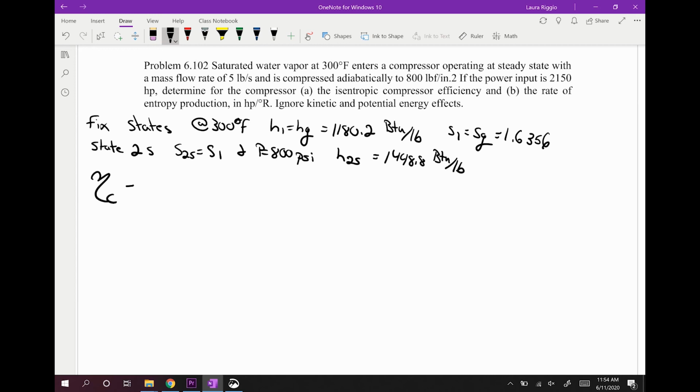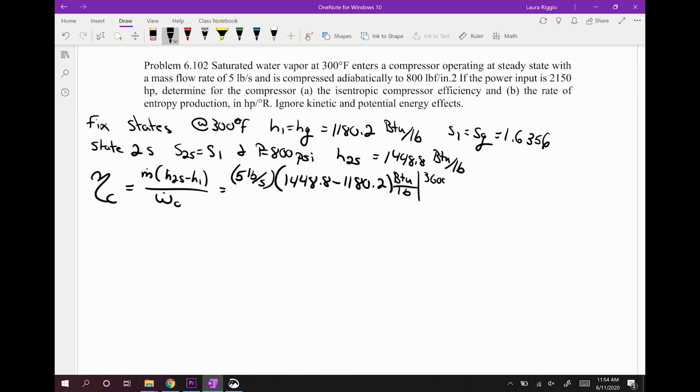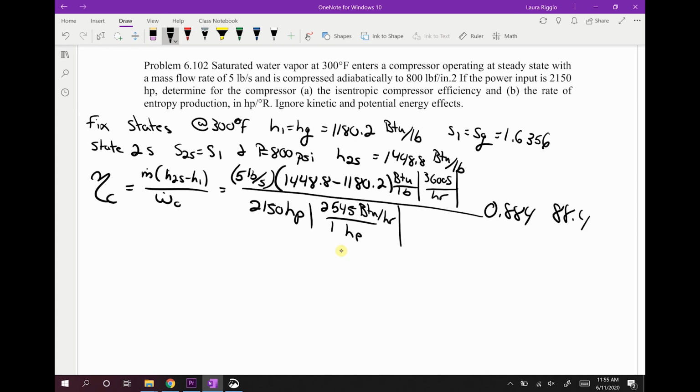So our compressor efficiency is our isentropic work over our actual work, just 5 pounds per second times our change in enthalpy, divided by our given horsepower, which is 2150 horsepower. We get our efficiency to be 88.4%.